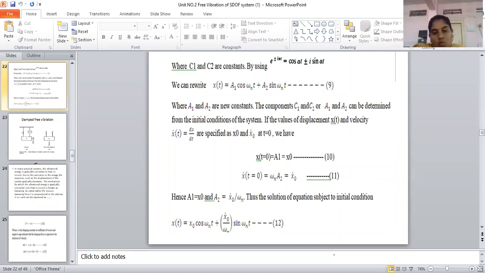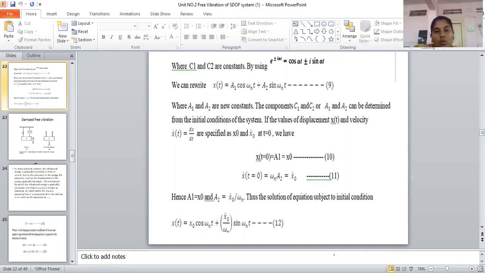x is equal to x1 plus x2. So the equation will become c1 into e raised to s1t and c2 into e raised to s2t. Okay, so we'll move towards the next point now. So how to solve this equation? Now you can write this as x of t is equal to x1 plus x2, that is x1 is equal to c1 into e raised to s1t plus c2 into e raised to s2t.